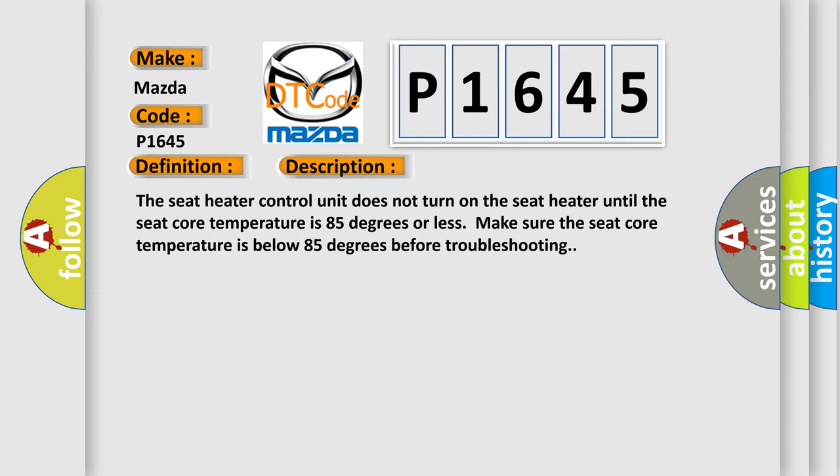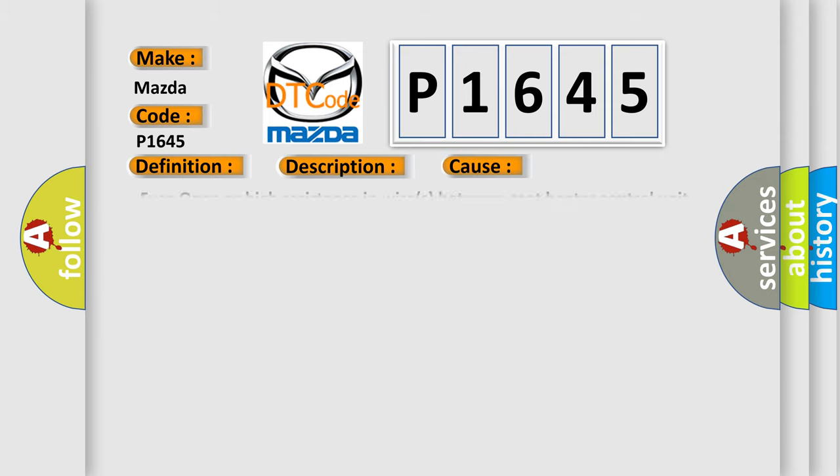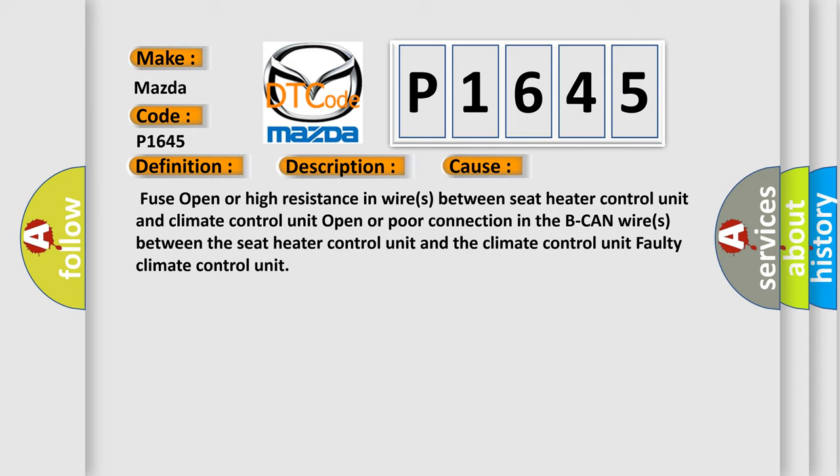This diagnostic error occurs most often in these cases: fuse open or high resistance in wires between the seat heater control unit and climate control unit, open or poor connection in the B-CAN wires between the seat heater control unit and the climate control unit, faulty climate control unit.